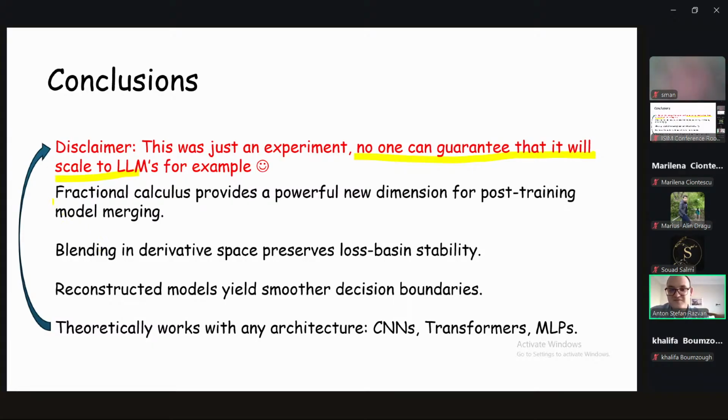But I've proven that in this case, specifically, fractional calculus provides a powerful dimension for posterior merging, basically makes merging better, and blending in derivative space is better for loss Bayesian stability. I've shown that there is not so much jumping around in the early epochs, and that reconstructed models have smoother decision boundaries because I have the better accuracy.